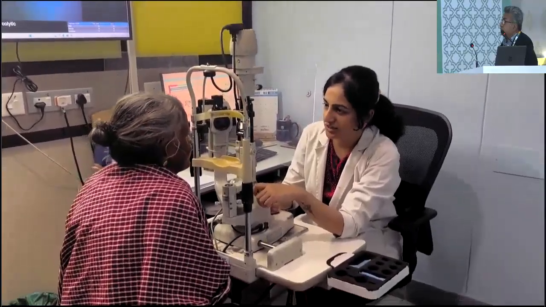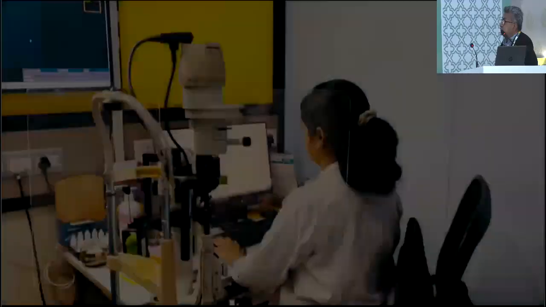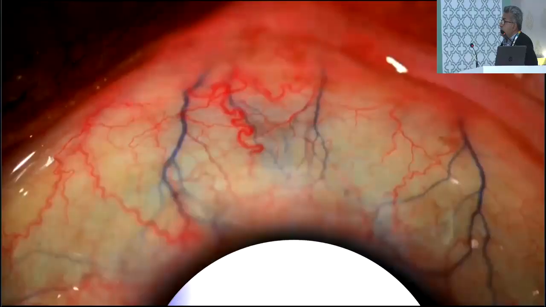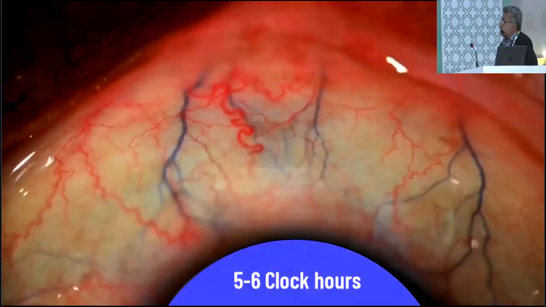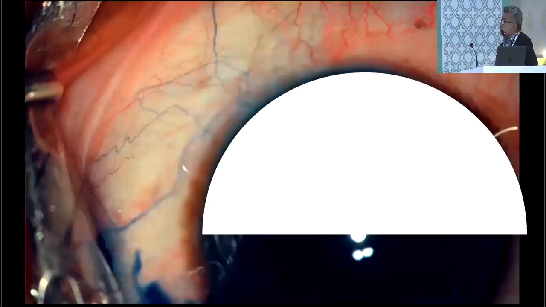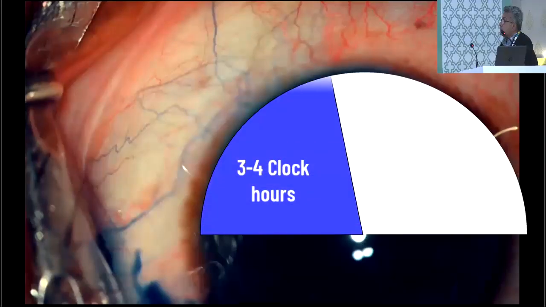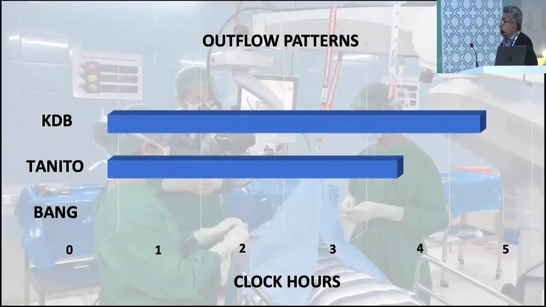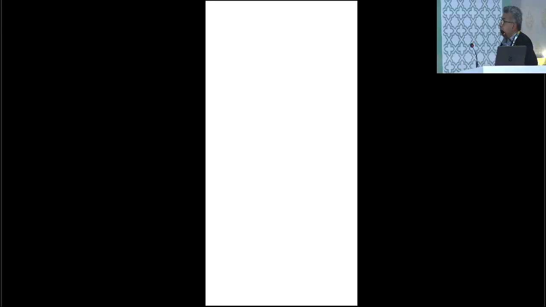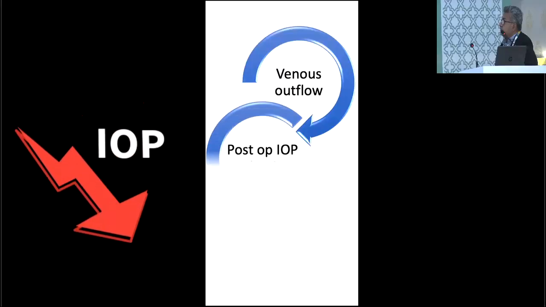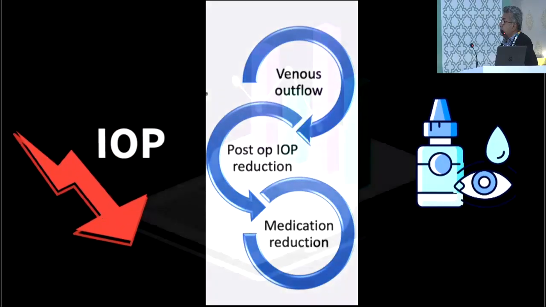The fellow follows up with patients in the post-operative period, correlating the intraocular pressure drop with the clock hours of the episcleral venous wave observed. The best outflow patterns were seen with KDB, followed by the Tinito hook, and then BANG. The number of clock hours displaying venous outflow correlated well with the post-operative IOP and medication reduction, which is currently under prospective analysis.